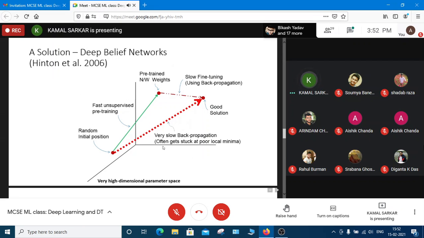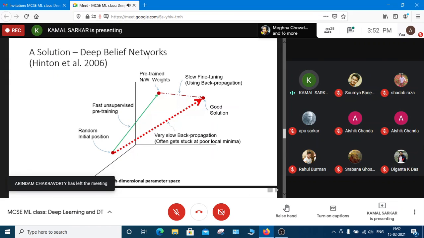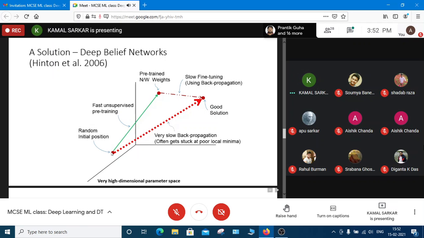Now, if you look at this diagram, you will be able to identify why deep networks perform better than traditional backpropagation. Say, for example, this is your input, and if you apply random initialization of the neural network, then you can get a good solution, but this is the total time that is actually required.